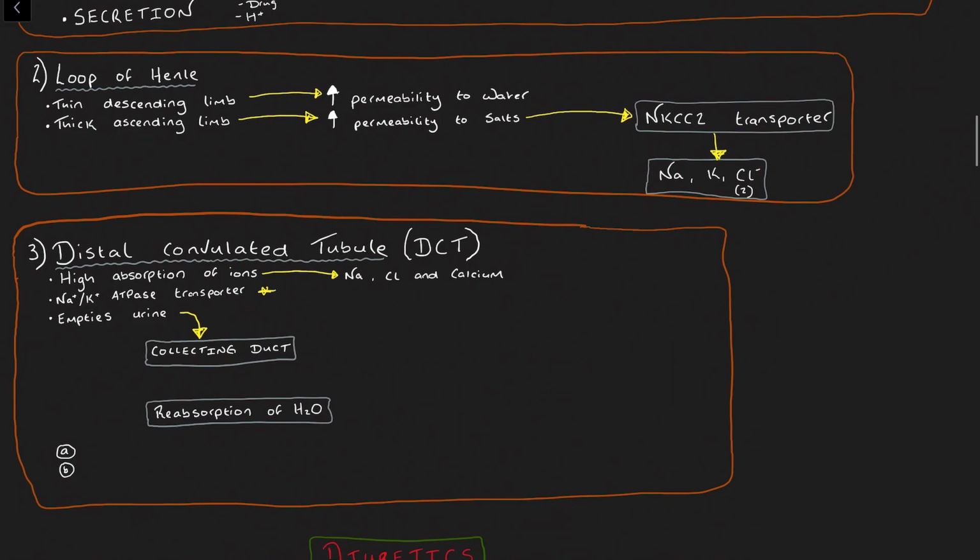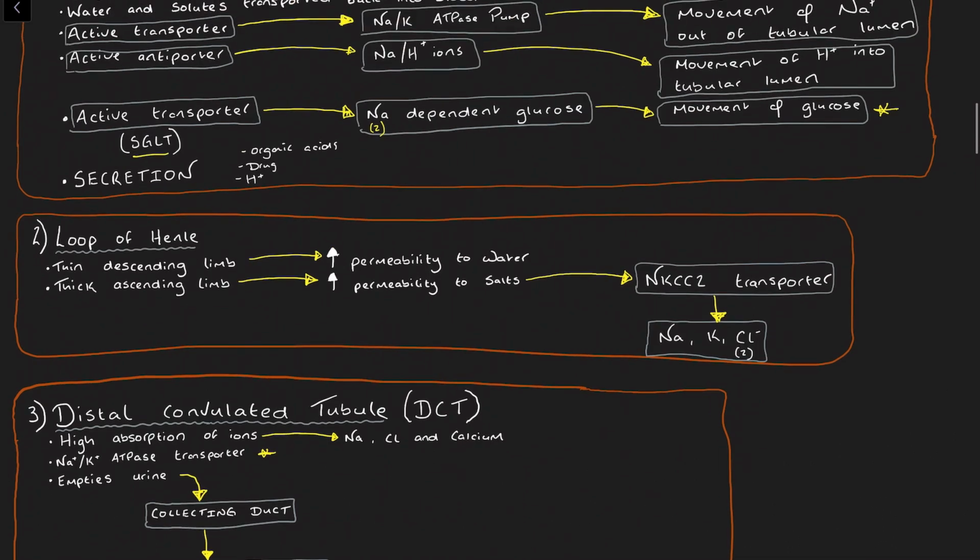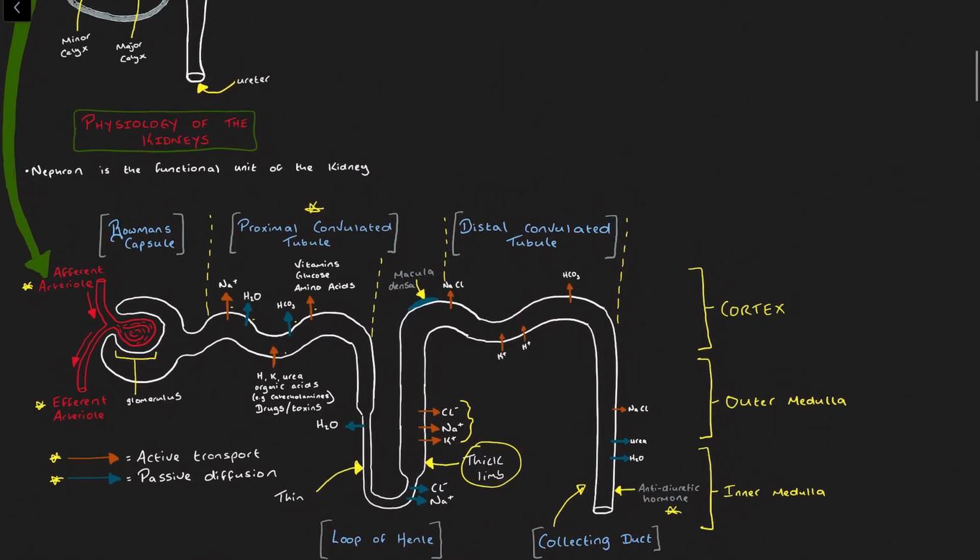The late distal convoluted tubule and the collecting duct are usually composed of two main cell types. These are the principal cells and the intercalated cells. The principal cells are involved in the uptake of sodium ions and the release of potassium ions. They are driven by the sodium-potassium ATPase pump, whereas the intercalated cells assist in acid-base control. They control the levels of hydrogen and bicarbonate ions.